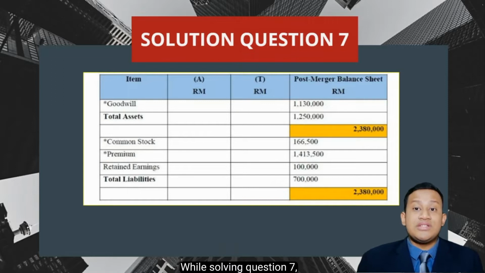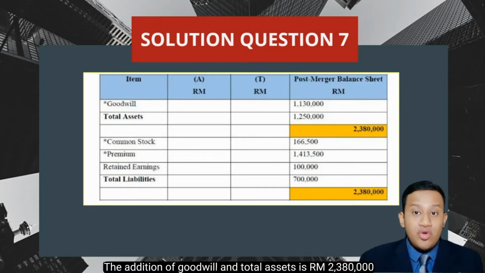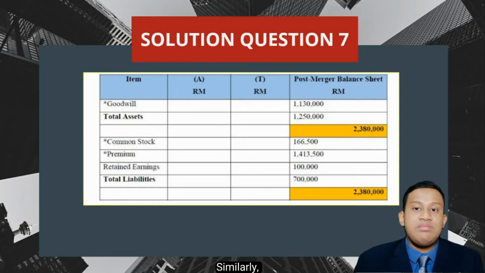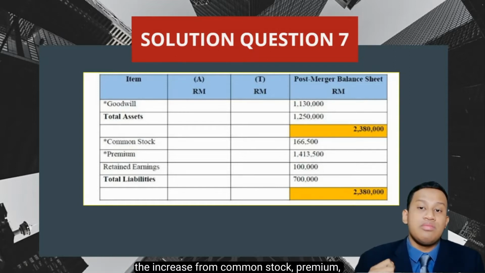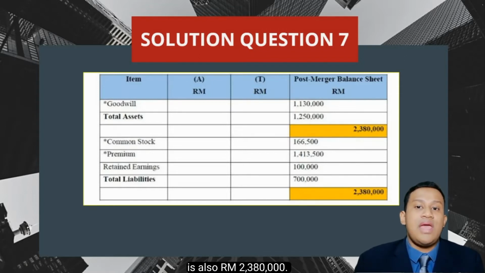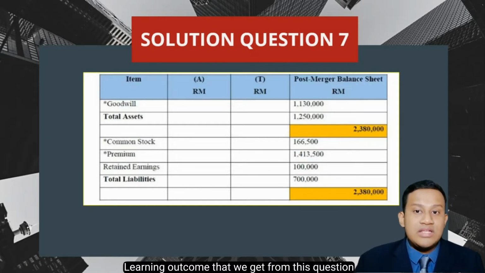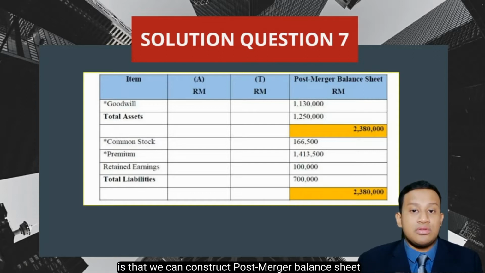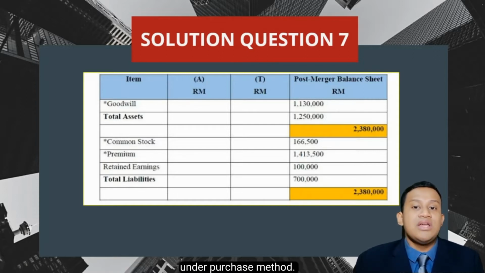While solving question 7, we have obtained a balanced and equal post-merger balance sheet. The addition of goodwill and total assets is 2,318,000 ringgit. Similarly, the increase from common stock, premium, retained earnings, and total liability is also 2,318,000 ringgit. The learning outcome that we get from this question is that we can construct a post-merger balance sheet under the purchase method.